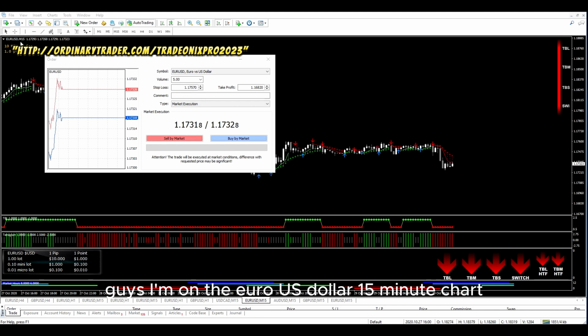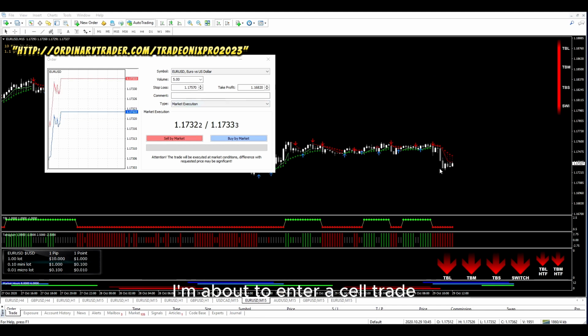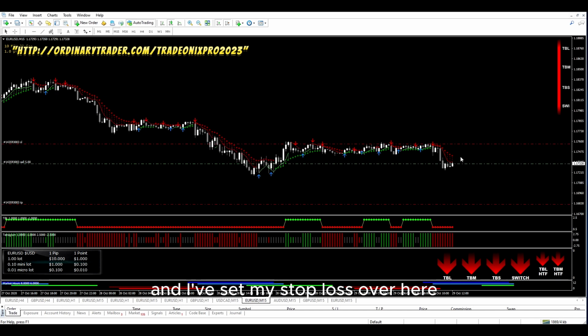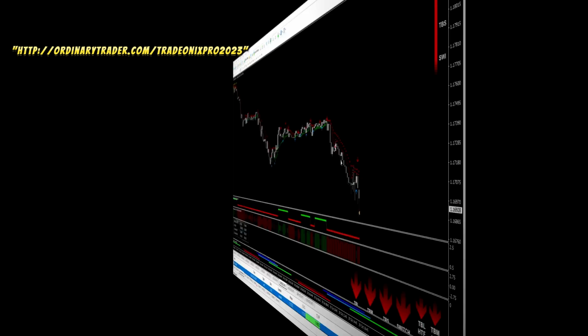Guys, I'm on the Euro US dollar 15-minute chart. I'm about to enter a sell trade, and I'll do that now. And I've set my stop loss over here. Entered here, and that's my take profit target. All the indicators had lined up telling me that I can go short, so I've entered a short trade here. And now I'm going back just to wait and see how this trade plays out, and I'll be back.